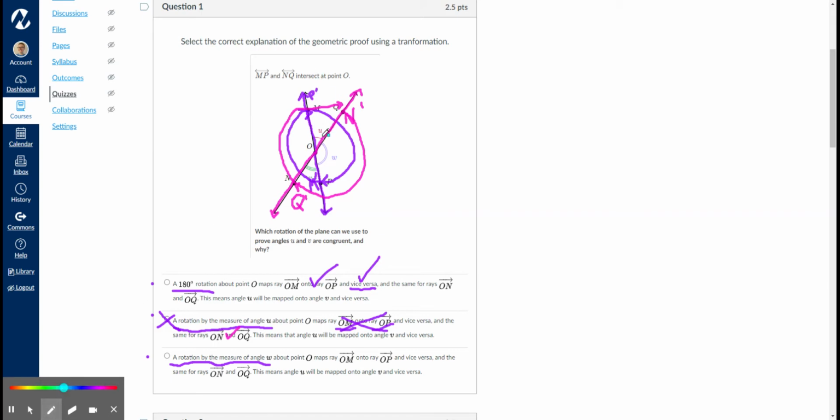Vice versa, if I didn't already say it, which I think I did, just means the other way around. So this one does work. We map with 180 degree rotation OM to OP, OP to OM, ON to OQ, and OQ to ON, which takes angle U to angle V. So I think this one is our correct answer, but just to be sure, we'll check the third choice as well.